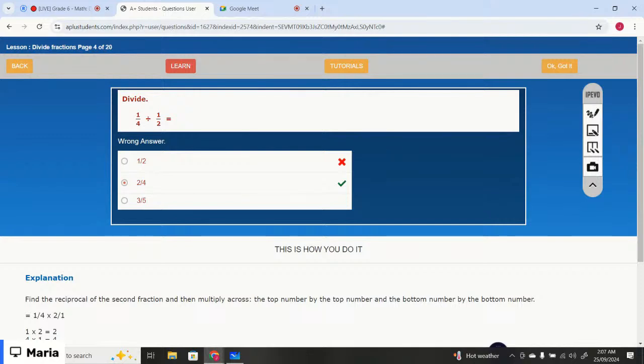Okay, the next one is 1 over 2, right? You can simplify the answer, that is 1 by 2.